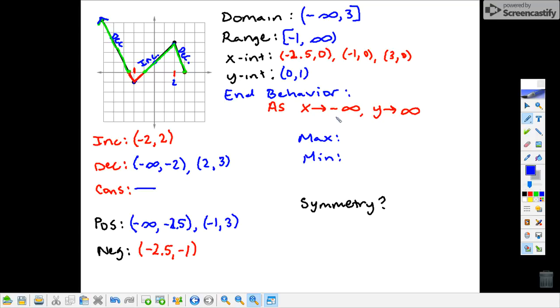Okay, when it comes to maxima and minima, for maxima you're looking for any peaks. And all you need to do is name all the y values of those peaks. So this peak right here has a y value of 3. So I'm going to go ahead and say there's a maxima at 3. Now there are no other peaks. Arrows don't count as peaks. So we're done there.